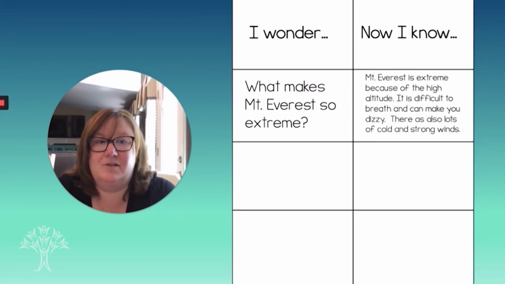Here's the answer I found. Mount Everest is extreme because of the high altitude. It is difficult to breathe and can make you dizzy. There are also lots of cold and strong winds. Finding that information helps me to better understand why Mount Everest is more extreme than here where we live. Let's read on.